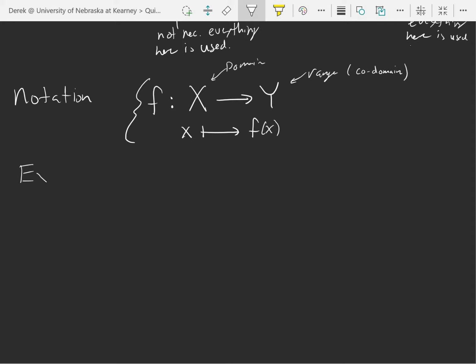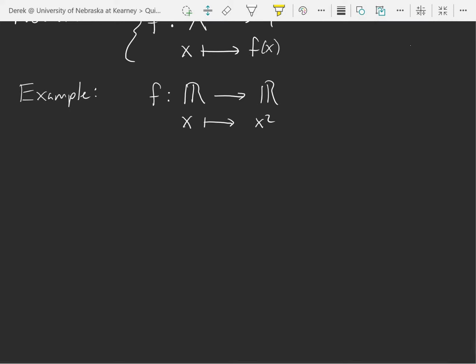So let's see an example. f maps the real numbers to the real numbers, sending x to x squared. This is a function. Every real number I can put into this, and I can get a real number out when I square it. Like I said, not everything in the range gets hit, but everything in the domain can be put into this function.